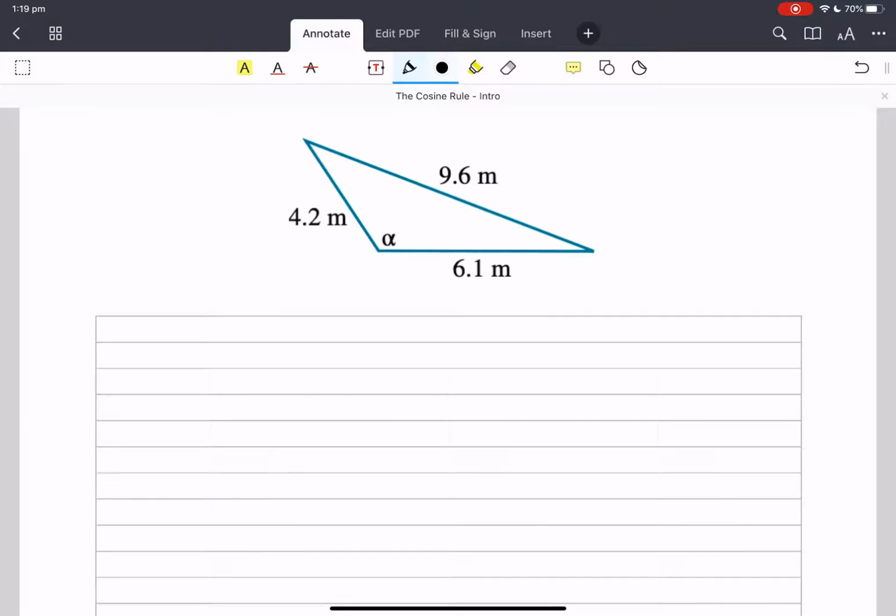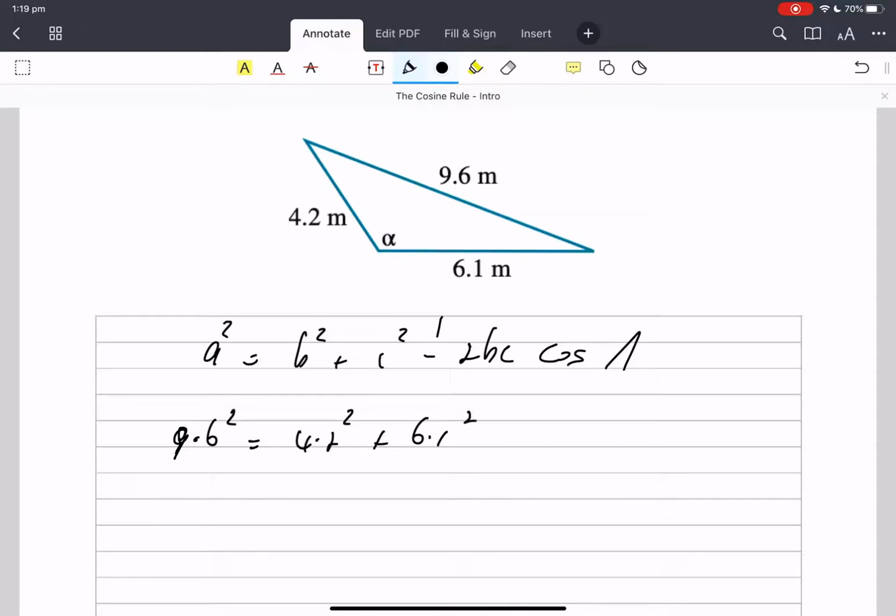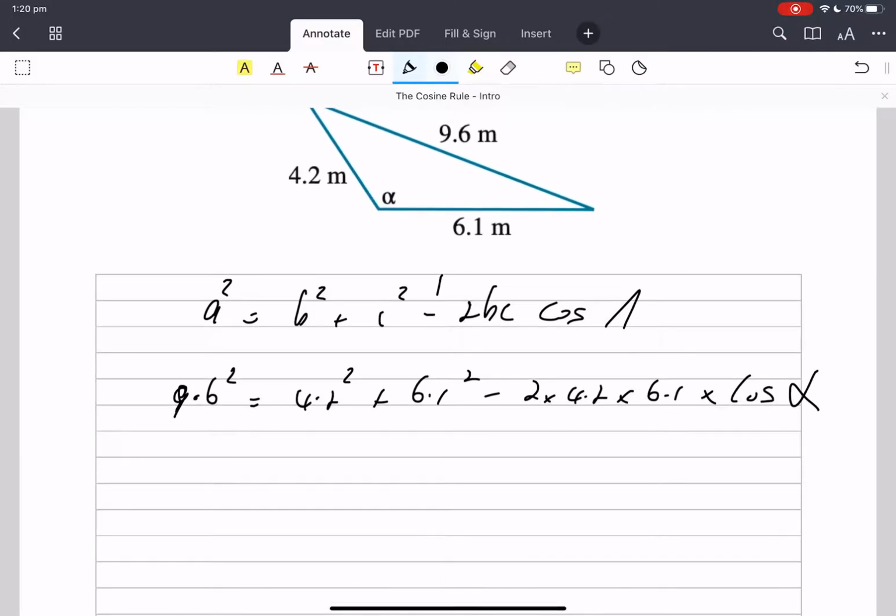So in here, to find alpha, I'm going to state the rule. Don't forget that's a minus. So here we go, 9.6. There's our variable there. Unlike the last one, I think you need to do some working.